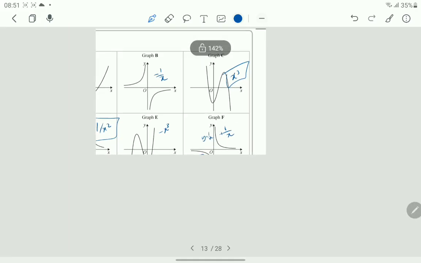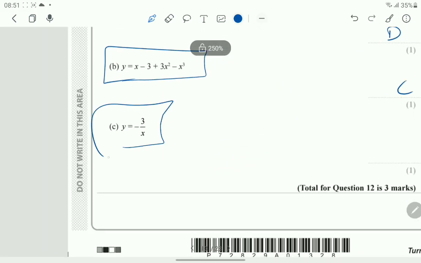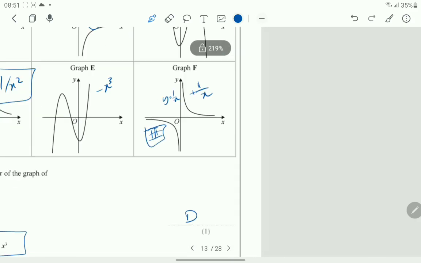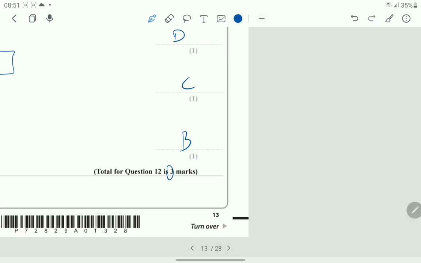Here we go, a cubic equation. C, y equals to minus 3 by x. Yep, B. So learn your graphs, guys, learn your graphs.